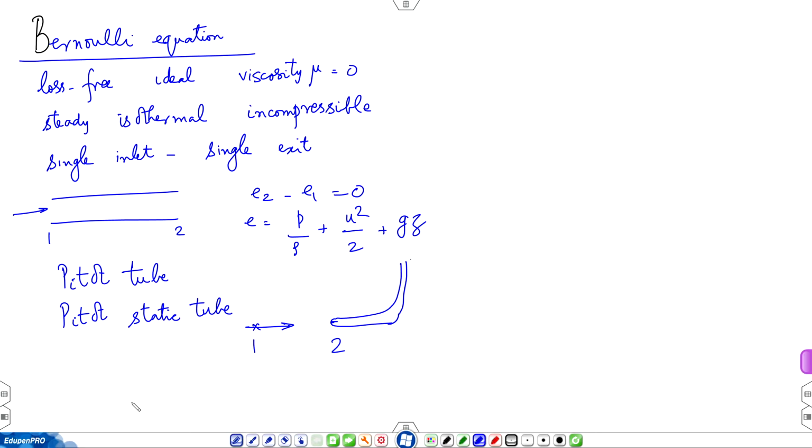That means Bernoulli's equation can be applied between 1 and 2, but at point 2 velocity is 0. So, it has to be accompanied by an increase in pressure, and there is no change in the elevation between points 1 and 2. So, you get P1 over rho plus u1 square over 2 equal to P2 over rho, which tells you that u1 is equal to the square root of 2 times P2 minus P1 over rho.